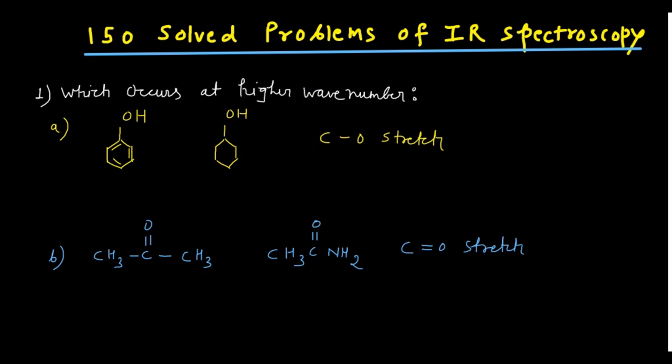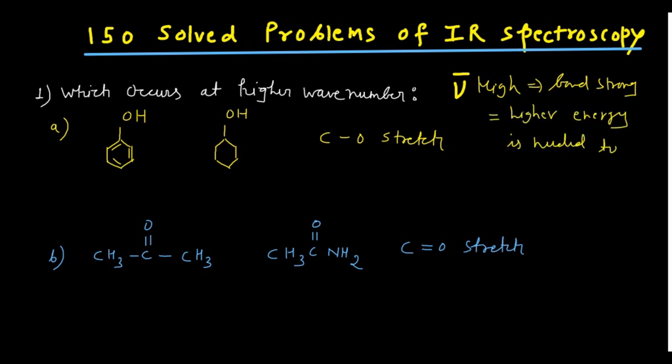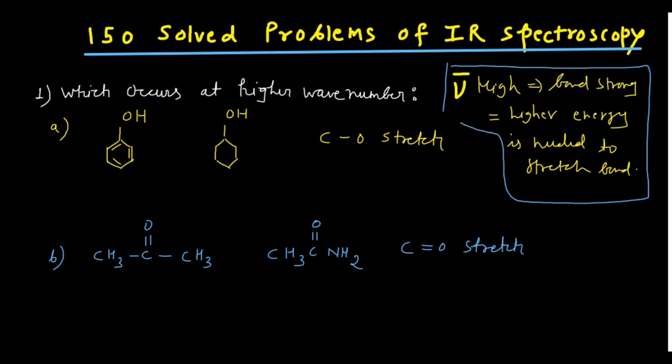You should know one thing: if your wave number is high, it simply means the bond is strong and higher energy is needed to stretch this bond. If you know this, then you will be able to solve a large number of problems. Higher the value of the wave number, the bond is very strong, which means you will require higher energy to stretch the bond. So in that case, you have to find this.